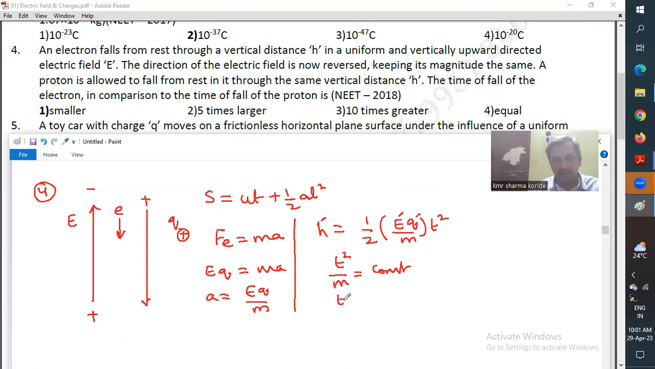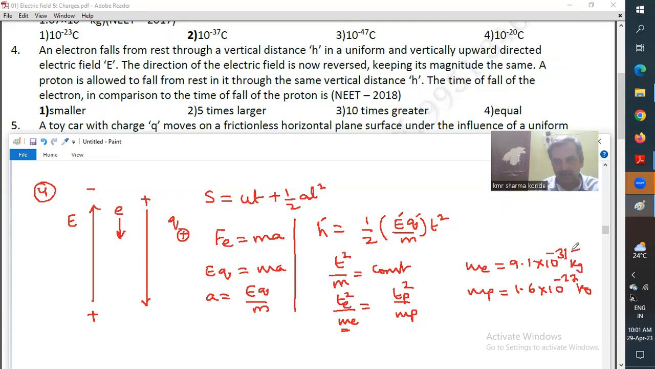So, for example, if you take T electron square by mass of electron is equal to T proton square by mass of the proton. So, therefore, time is directly proportional to mass of the charged particle. So, if time is less, for which particle is mass less? Electron will have mass 9.1 into 10 to the power of minus 31, whereas proton will have mass 1.6 into 10 to the power of minus 27 kg. So, therefore, looking at the power, mass of the electron is less. So the electron takes less time compared to proton.